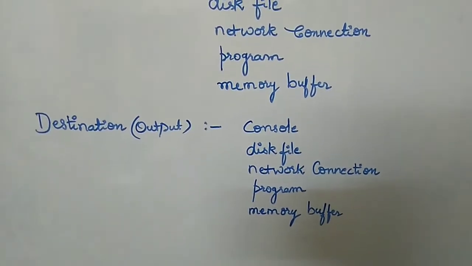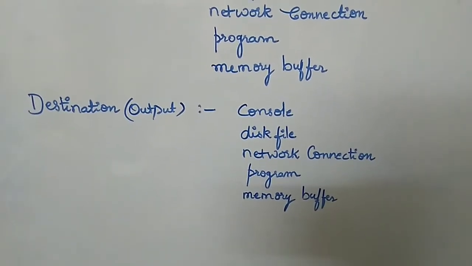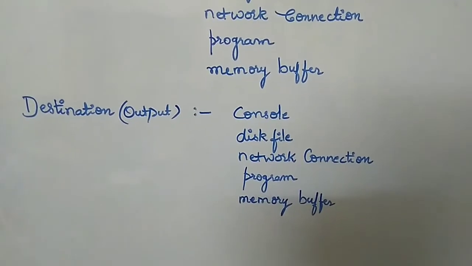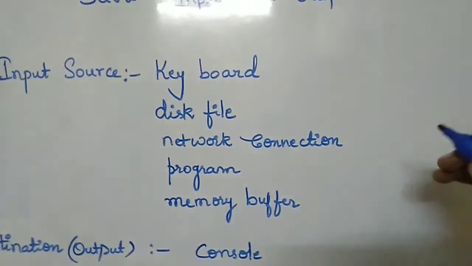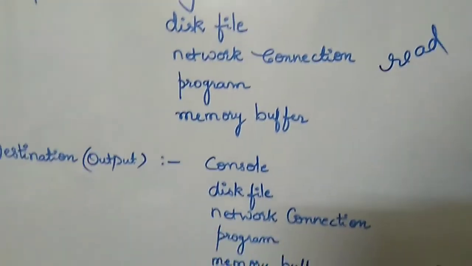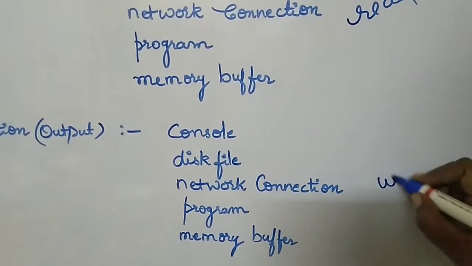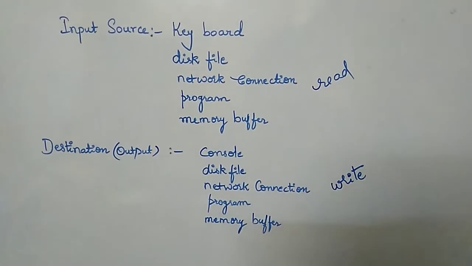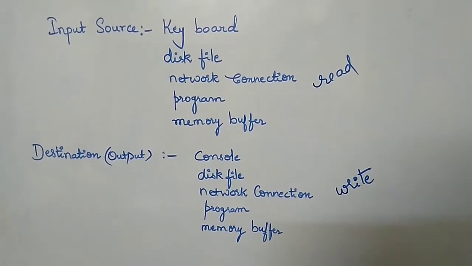The destinations, or output sinks, are the console. Consoles are nothing but display devices. The output can also be sent to a disk file, a network connection, another program, or a memory buffer. As you can see, getting data from the input sources is called reading, a read operation, and giving output to a console or disk file is called a write operation. You have both read and write operations on files, the keyboard, and the console. There are three streams that Java automatically creates for us.